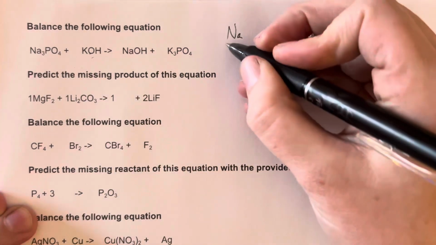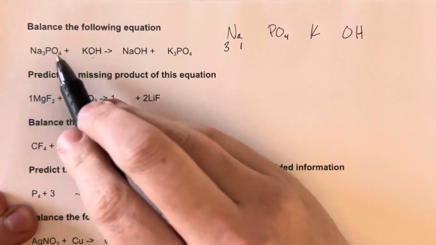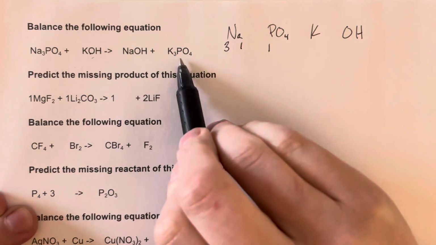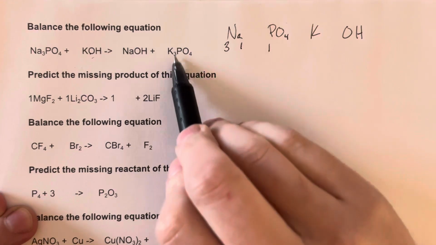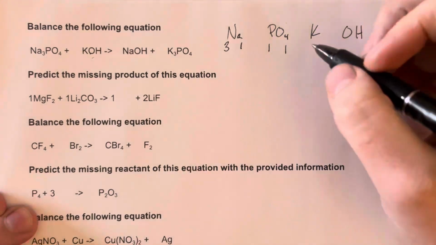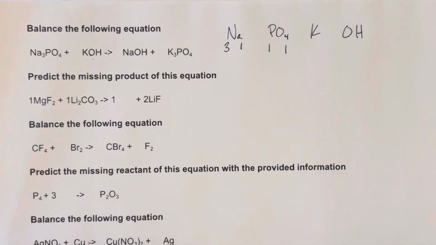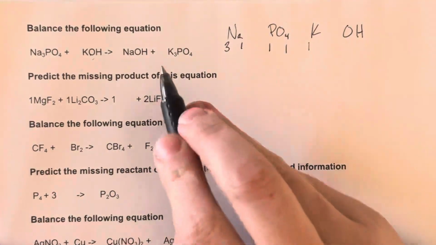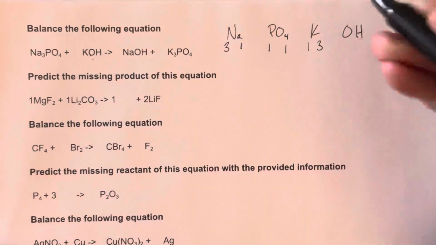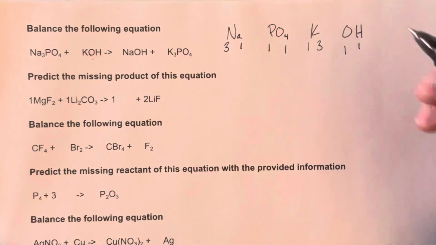Sodium on the left, I have 3. Sodium on the right, I have 1. Phosphate left, there's no parenthesis with a multiplier, so that means I only have 1 phosphate on the left. And phosphate on the right, I don't see a parentheses or a multiplier, so that means I also only have 1 phosphate. The potassium on the left, I have 1. And then potassium on the right, I have 3. Hydroxide on the left, no parentheses, no multiplier, so I have 1. Hydroxide on the right, no parentheses, no multiplier, so I have 1.